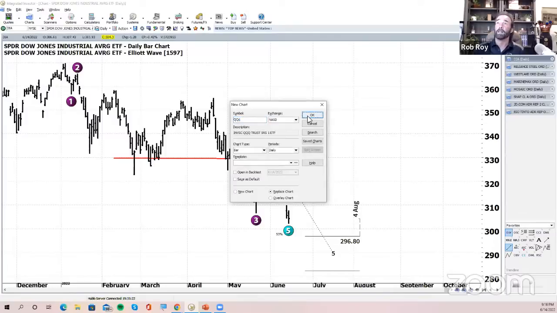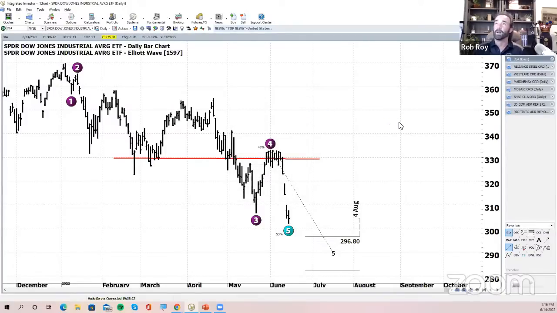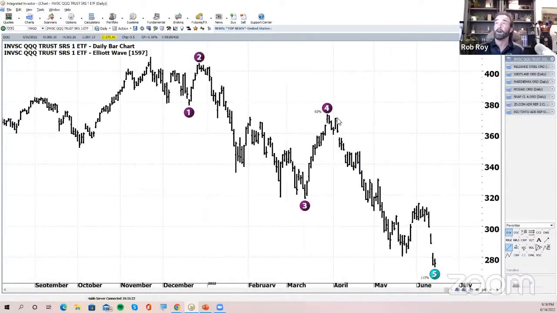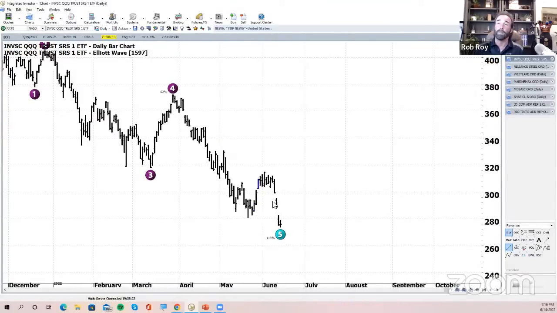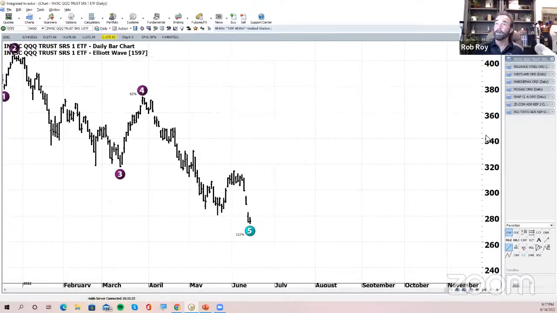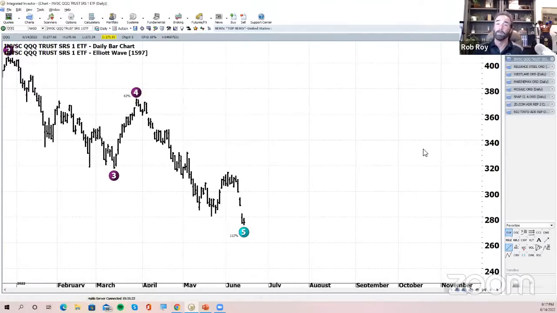So looking at the Qs, as I mentioned before, I felt like the Qs for this entire year are going to underperform. And looking at this chart, look what happened. That's not what you wanted. We had the wave 5 labeled back here at 105% extension. We got a little bit of a bounce, and now we're at 113% extension, which means we're likely going down to that 161.8% extension on the wave 5 on the Qs.